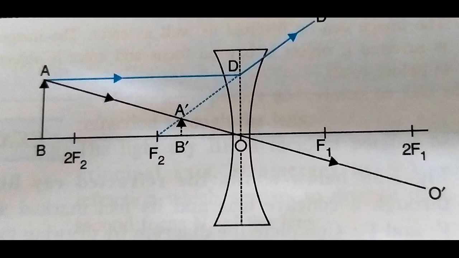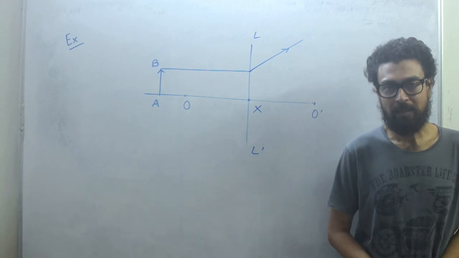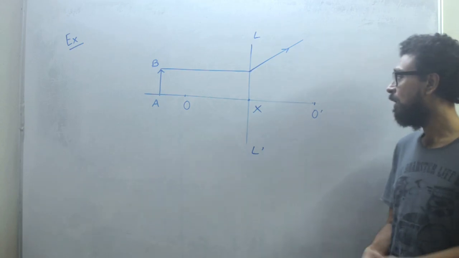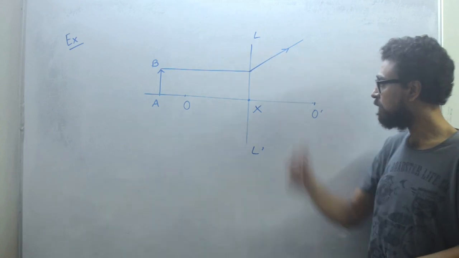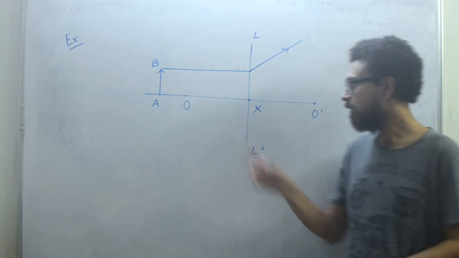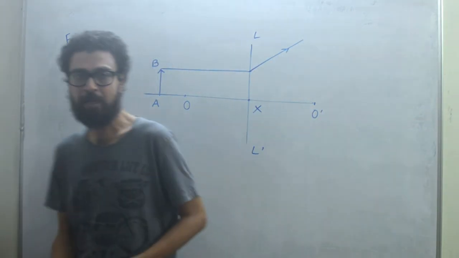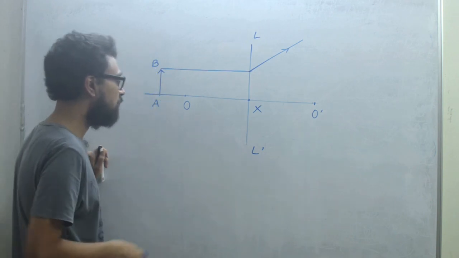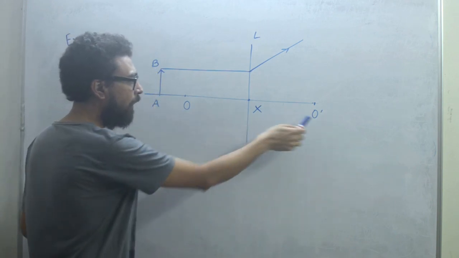Now we'll do some examples. Let us do one example. As you can see, they have given us a few straight lines. They've given us one line which is marked as LL dash, and then the principal axis is marked, and there are certain points. We have an object AB. You can see here this AB is an object, and they are marked 2 points O and O dash.